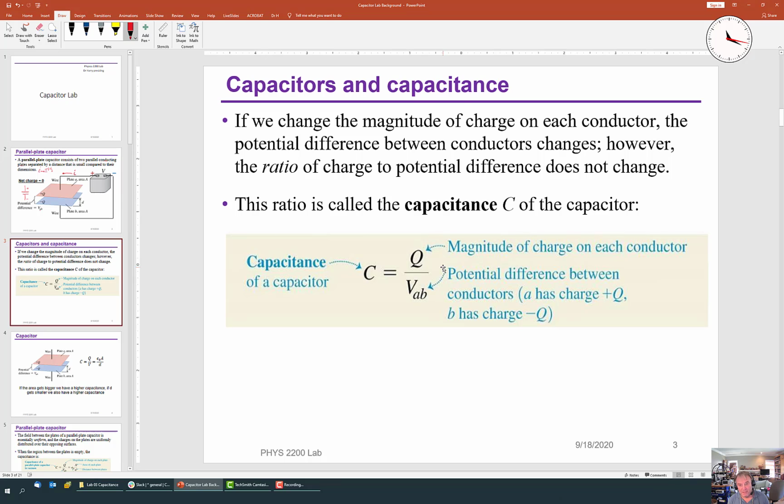This is the definition of capacitance. And so if it can hold more Q, then it has more capacitance. So capacitance is about how much charge the capacitor can store, and how much voltage is required to force that in. So if I need less voltage to push in the same amount of Q, then we say it has a larger capacitance.